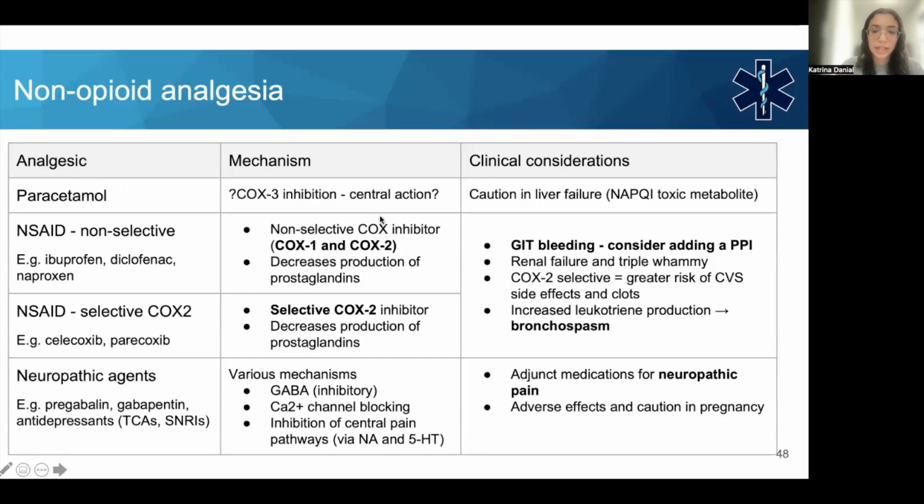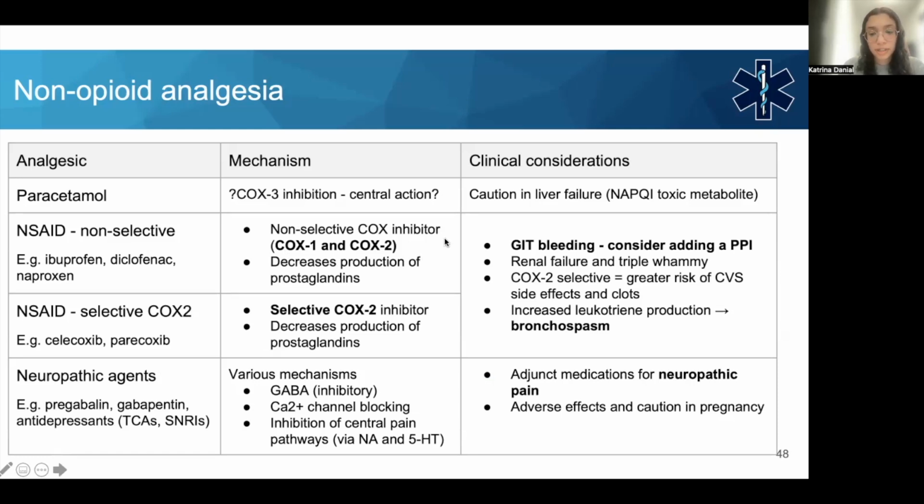Okay. I won't go through all the pharmacology, but just basically know that there's paracetamol, which is a centrally acting analgesic, so it's not going to act at your peripheral COX enzymes. All right, you have your 2 types of NSAIDs, non-selective and selective. So non-selective is your ibuprofen, naproxen, and that acts on both COX-1 and COX-2.